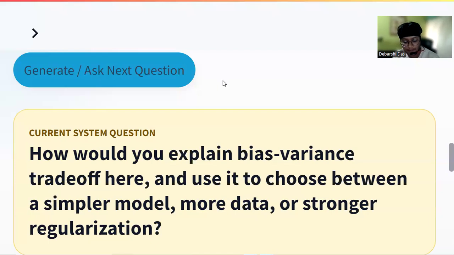I would check for the bias variance trade-off here. I will check for collinearity between the features, and if the error margin is on the lower side, then I would stick with the model.